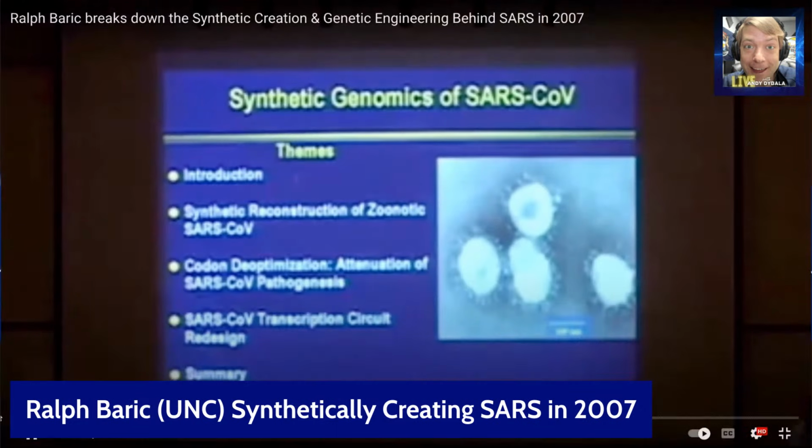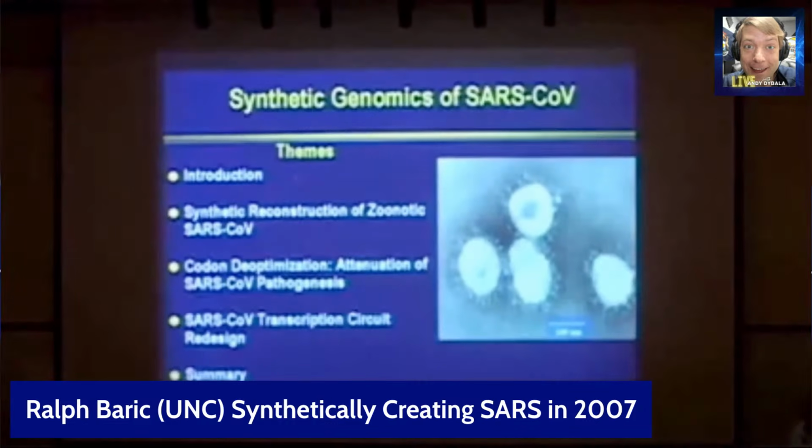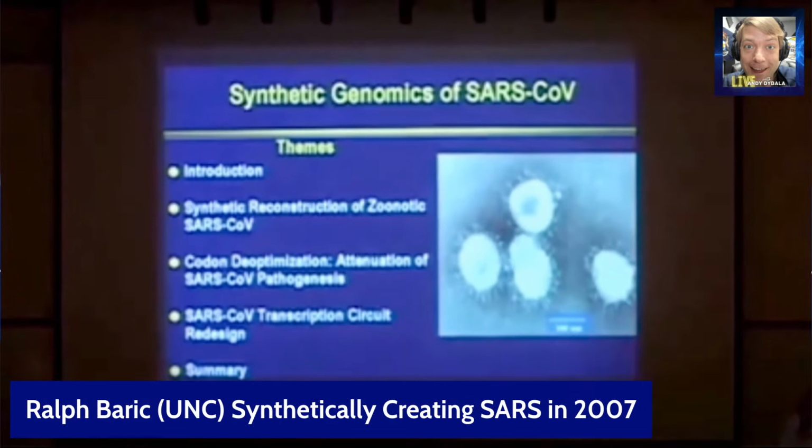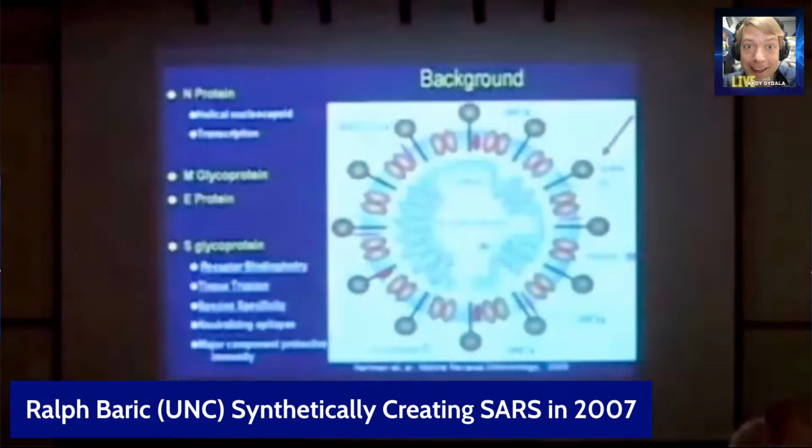into SARS biology, talk about the synthetic resurrection and reconstruction of a variety of zoonotic SARS viruses and their applications in therapeutics and vaccine design. I'll also touch on codon deoptimization as a way to attenuate SARS pathogenesis, but I certainly haven't gone to the depth of studies that Eckert's group has done. And then I'll talk about rewiring SARS coronavirus transcription circuits as a universal strategy to attenuate viral pathogenesis.